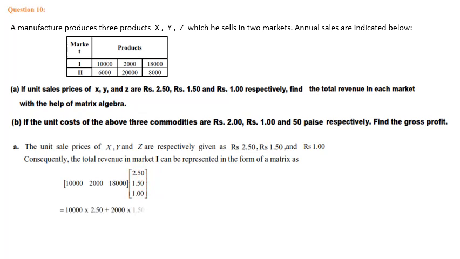When multiplying, we get 10,000 into 2.50 plus 2,000 into 1.50 plus 18,000 into 1. Since there is only one row and one column, we get a single element in the matrix. When you calculate this, it comes to 25,000 plus 3,000 plus 18,000. After adding, we get the final answer, 46,000. And this 46,000 is the total revenue from market 1.